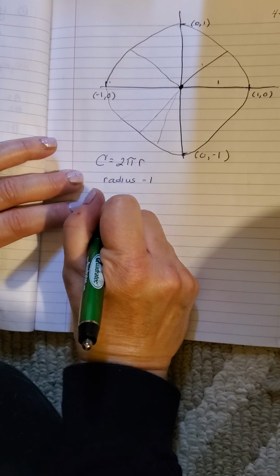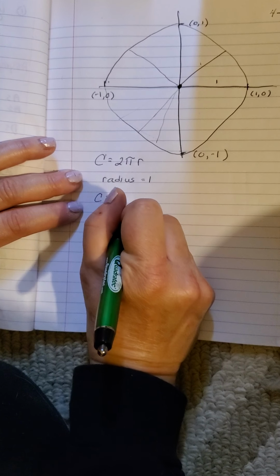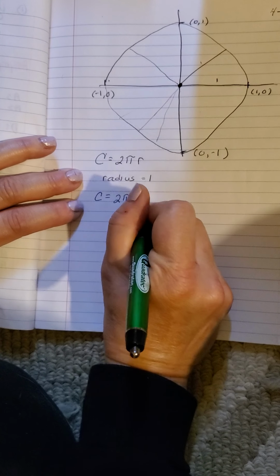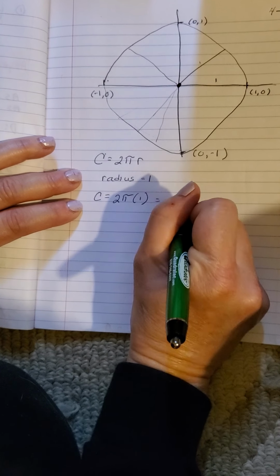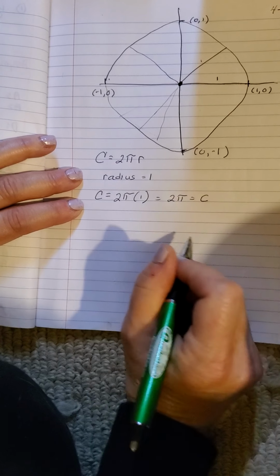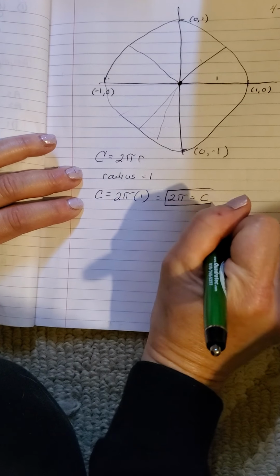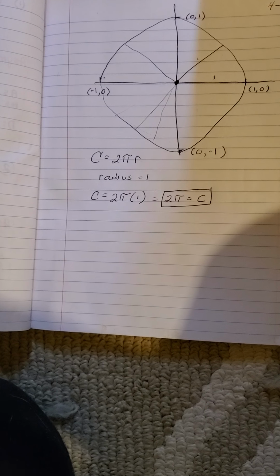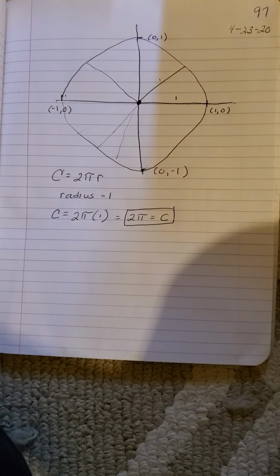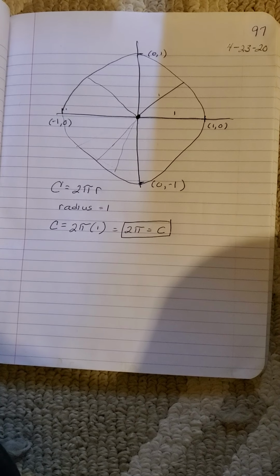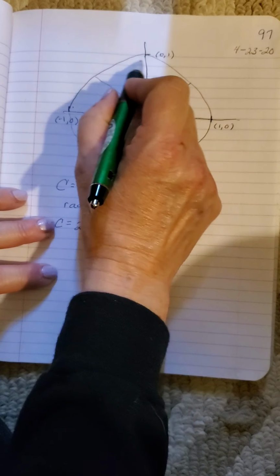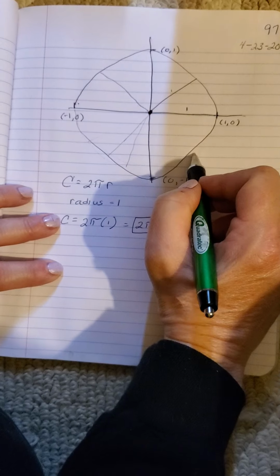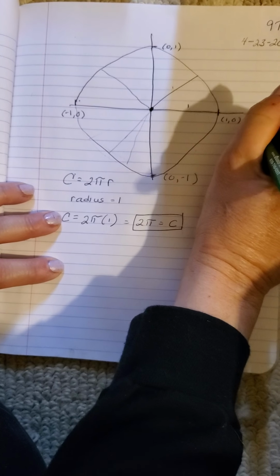So that means the distance around equals 2 times pi times 1, which is just 2 pi. Now I can plug in 3.14, but I'm going to leave it like that, and you'll see why soon, okay? All right, so that means if I start here and I go all the way around, this whole distance around is 2 pi.